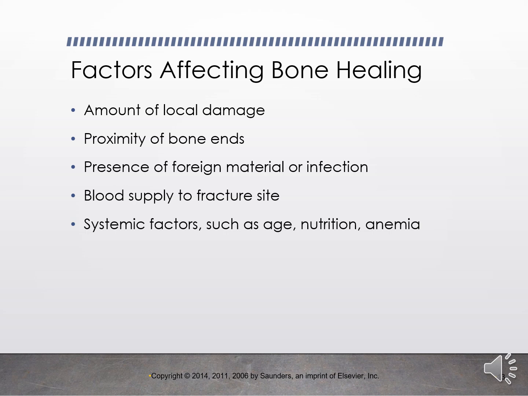So there's a lot of things that affect the healing process. In kids, bones can heal in about a month. In adults, it takes more like 2 months, sometimes even longer, especially if it's an elderly person. Bone healing can be affected by the amount of damage done to the bone and the site around the bone, the proximity of the bone ends, and by that I mean like the gap in the break. So if your bone pieces are close together, it's going to heal a lot faster than if it's out of place. The presence of foreign material or infection, so a closed fracture usually heals faster than an open one because once it's open, there's a chance for foreign material to enter and infect the area. Blood supply to the site of the break, and systemic factors like age, nutrition, anemia, things like that.